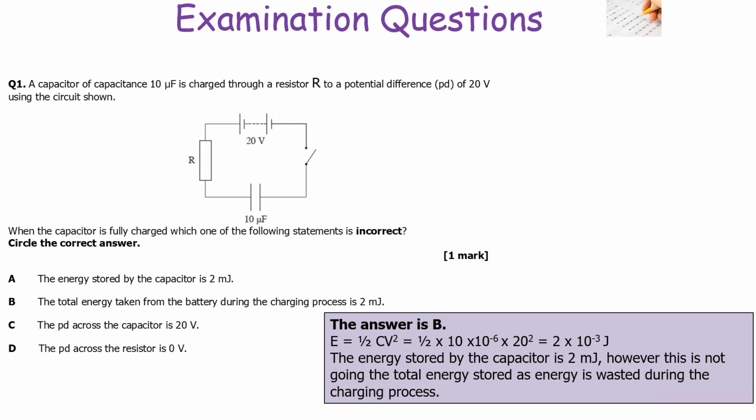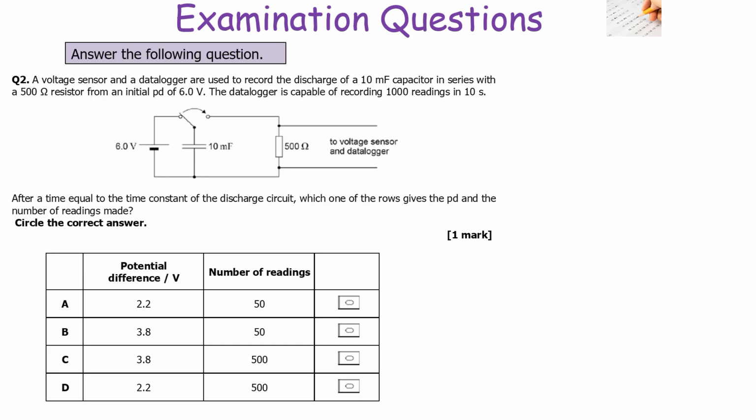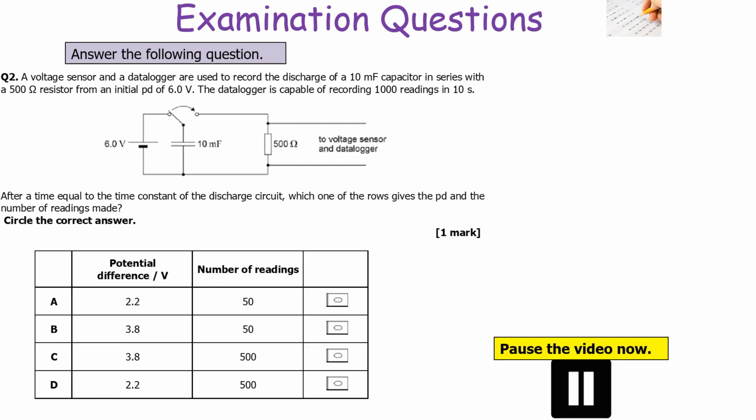The next question says, a voltage sensor and a data logger are used to record the discharge of a 10 millifarad capacitor in series with a 500 ohm resistor from an initial PD of 6 volts. The data logger is capable of recording 1000 readings in 10 seconds. After a time equal to the time constant of the discharge circuit, which of the rows gives the PD and the number of readings made? So pause the video now, then unpause the video when you want to go through your answer.